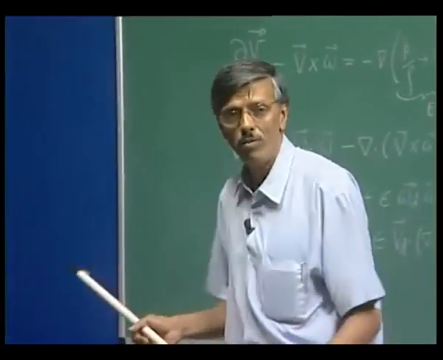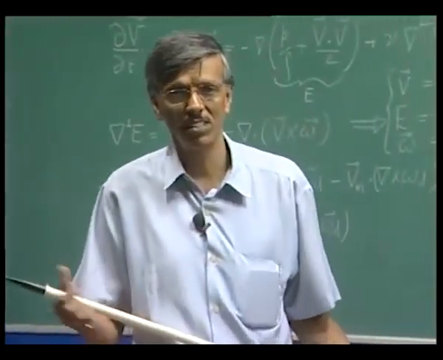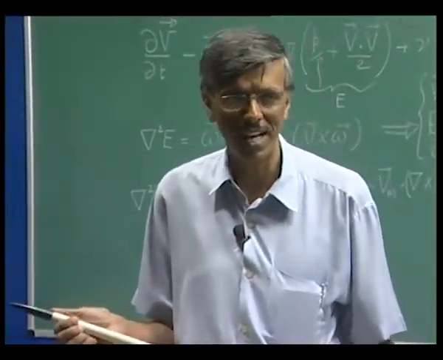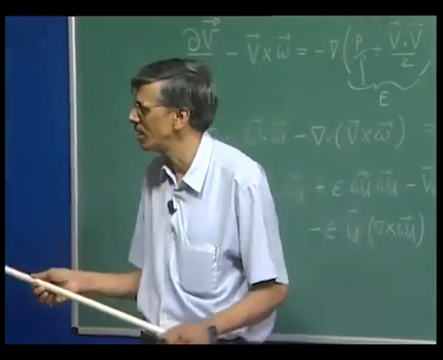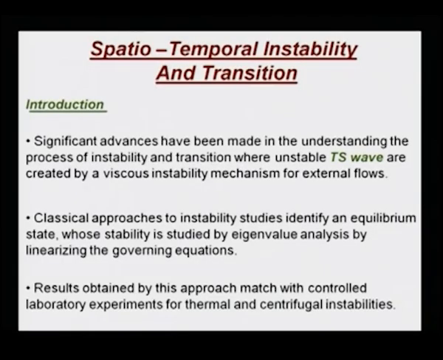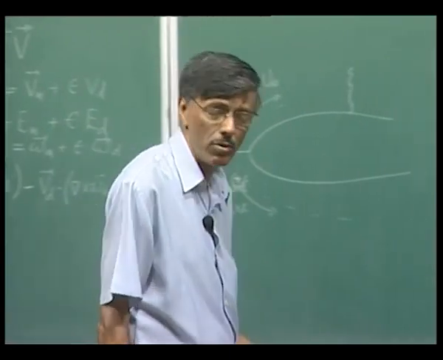Initially, we started off with Rayleigh's criteria of inviscid mechanism. Then came the viscous mechanism through Orr-Sommerfeld equation, and we found TS waves, right? That was created by viscous instability mechanism for external flows. Now, the classical approach that one follows is basically you first identify an equilibrium state, and then you study its stability with the help of a linearized governing equation.